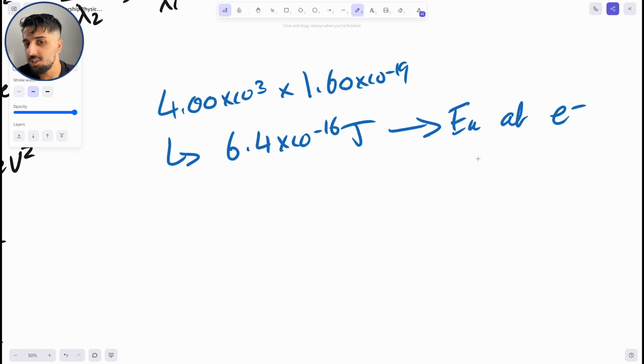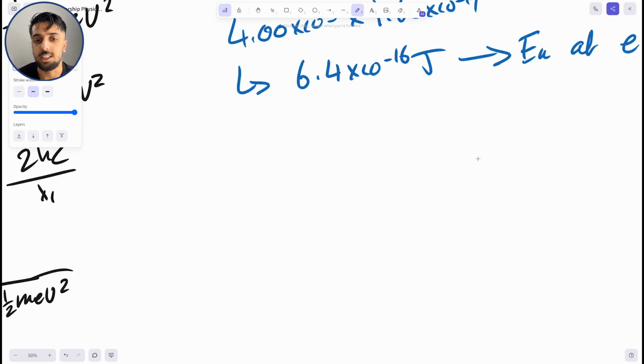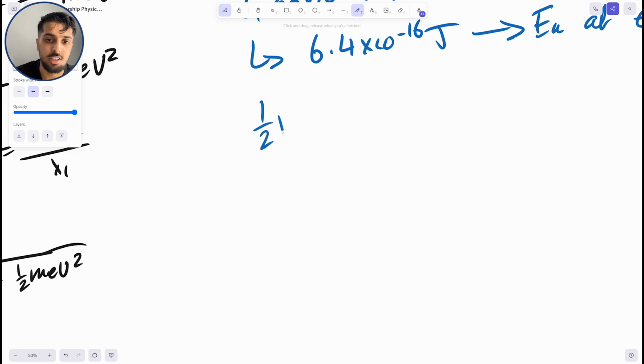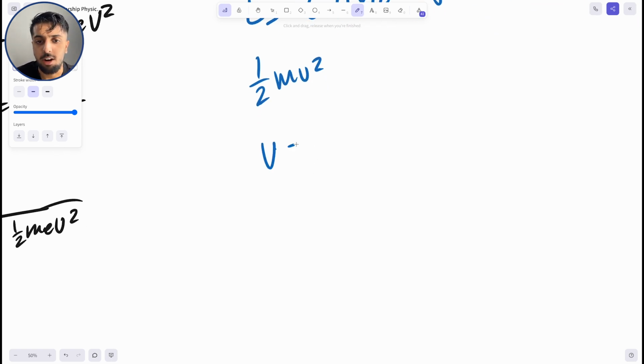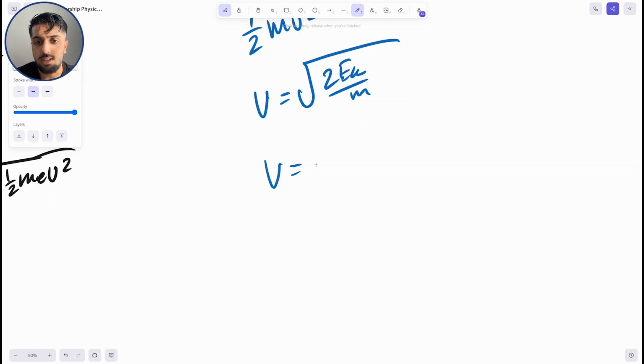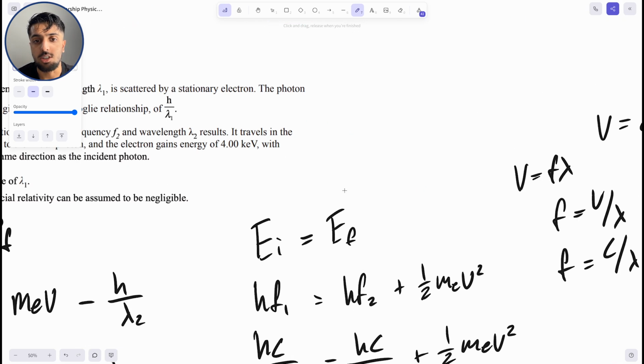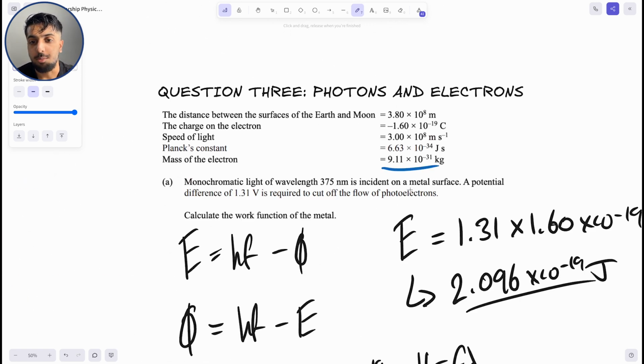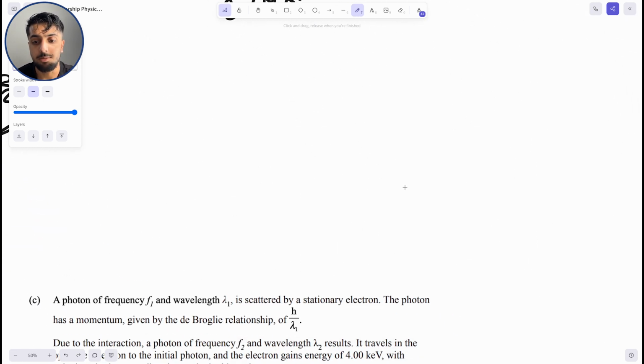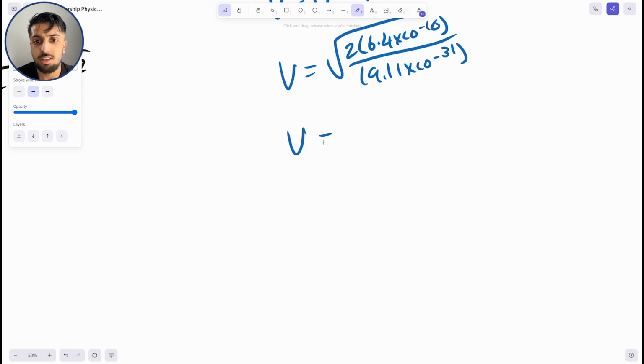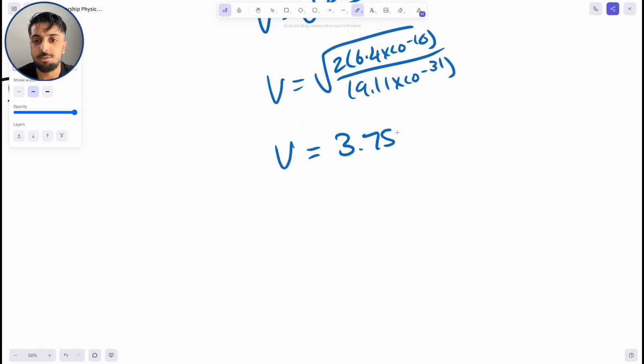Now that we have the kinetic energy of the electron, we can rearrange for velocity, and we can find the velocity of the electron. So again, we know our kinetic energy is half mv squared, and therefore our v is equal to the square root of 2 EK all over m. And so our velocity is the square root of 2 times 6.4 times 10 to the negative 16 all over the mass of an electron, which is given up here as 9.11 times 10 to the negative 31. And that gives us a velocity of 3.75 times 10 to the 7 meters per second.